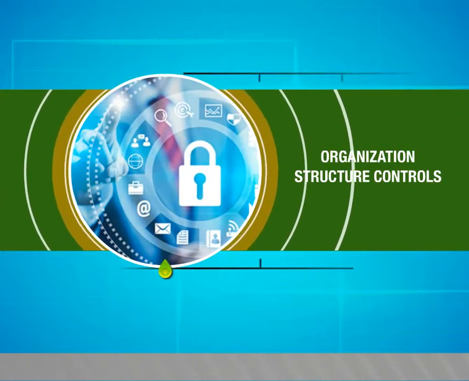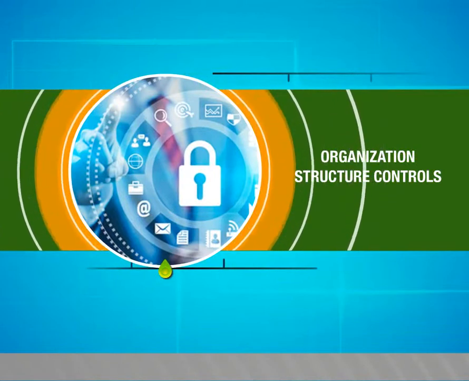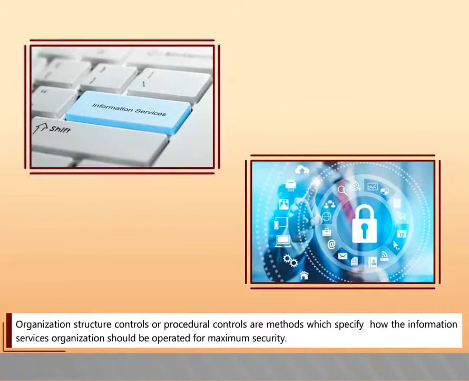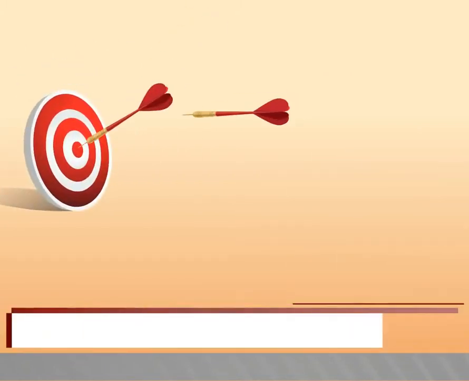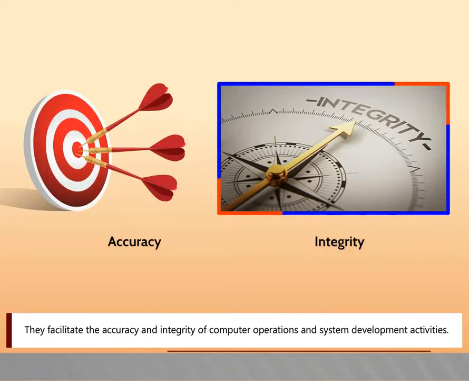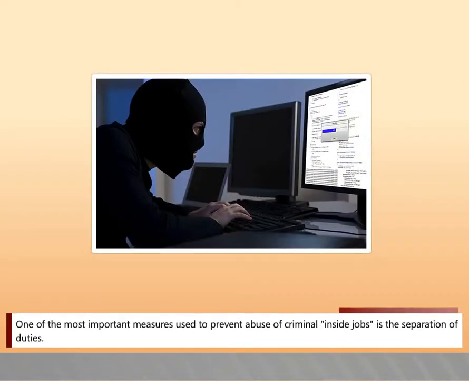Organization structure controls. In this video, we are going to see about organization structure controls. Organization structure controls are procedure controls or methods which specify how the information services organization should be operated for maximum security. They facilitate the accuracy and integrity of computer operations and system development activities. One of the most important measures used to prevent abuse of criminal inside jobs is the separation of duties.